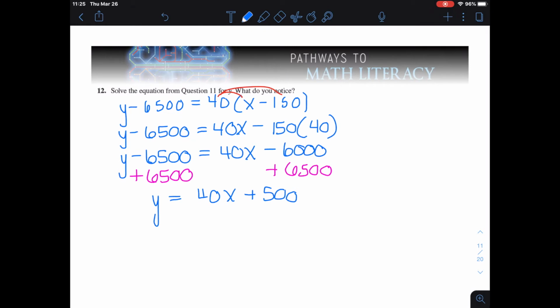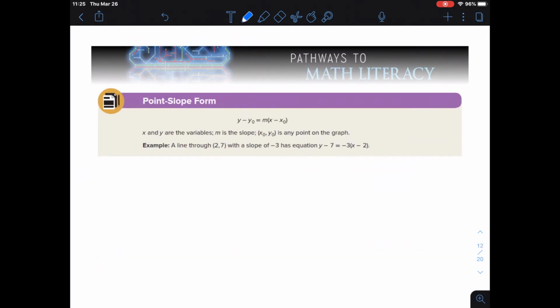So this is the exact same equation. Okay. So both of them are going to work. You can do whatever method you would prefer. Okay. So this is our point slope form.